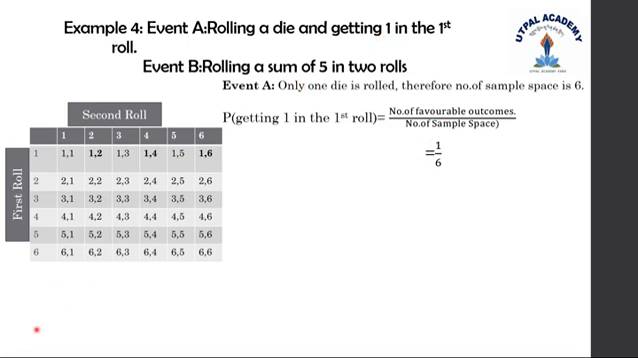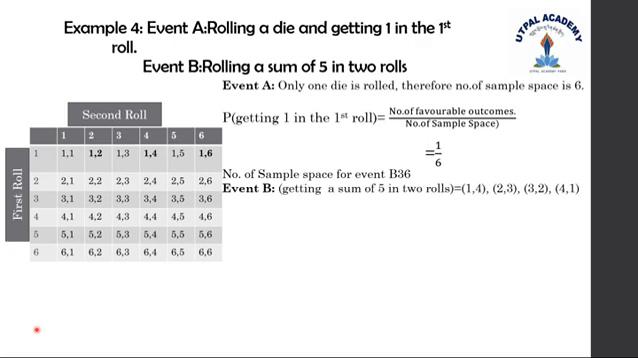Now let us see event B. For event B we need the total number of sample spaces, which is 36. Event B says getting a sum of 5 in 2 rolls. So let's check it out. Sum of 5 in the 2 rolls: 1 and 4, 1 plus 4 is 5, 2 plus 3 is 5, 3 plus 2 is 5, 4 plus 1 is 5. So here we have 4.